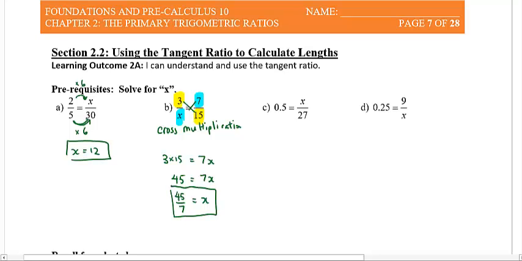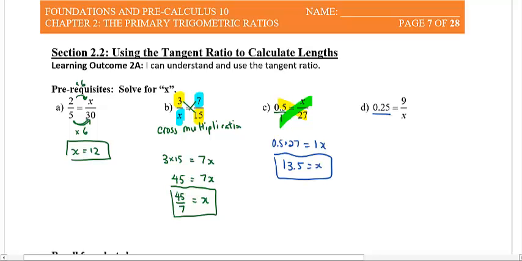Okay? For something like C, you're like, there is no fraction on the left-hand side. Well, there is now. If you divide this by 1, that's still a fraction. So now you can cross multiply. 0.5 times 27 equals 1x. 0.5 times 27 is just 13.5. There's your x. Yay!